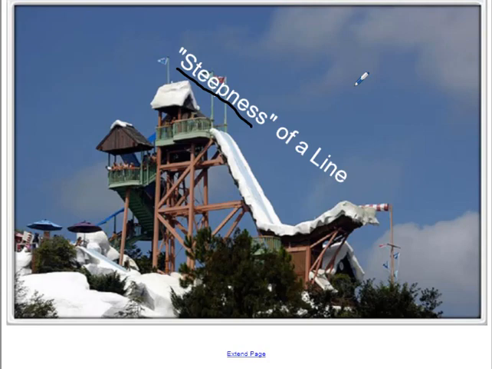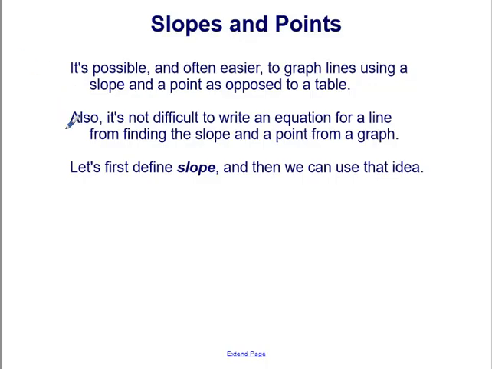There needed to be a name and a value, a way we could describe it in everyday or in a mathematical way in everyday language. The name that was given was slope. It's possible and often easier to graph lines using this idea of slope and a point as opposed to a table. Also, it's not difficult to write an equation for a line from finding the slope and a point from the graph. So slope makes life a little bit easier when working with equations of lines. But first, let's define slope, and then we can use that idea to help us in other ways.